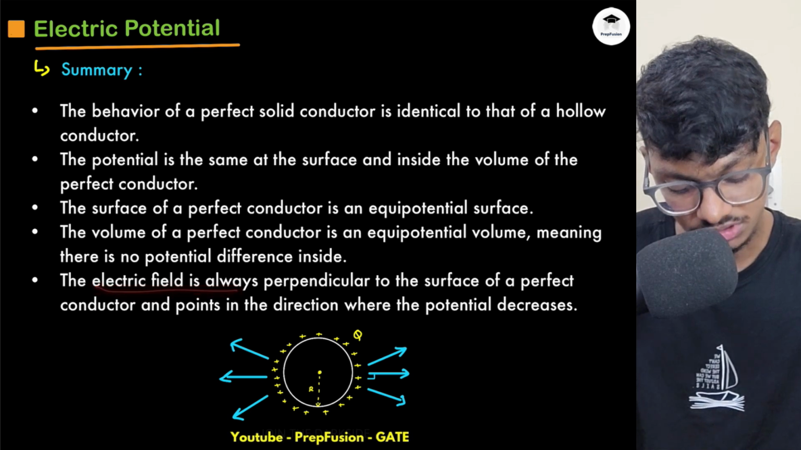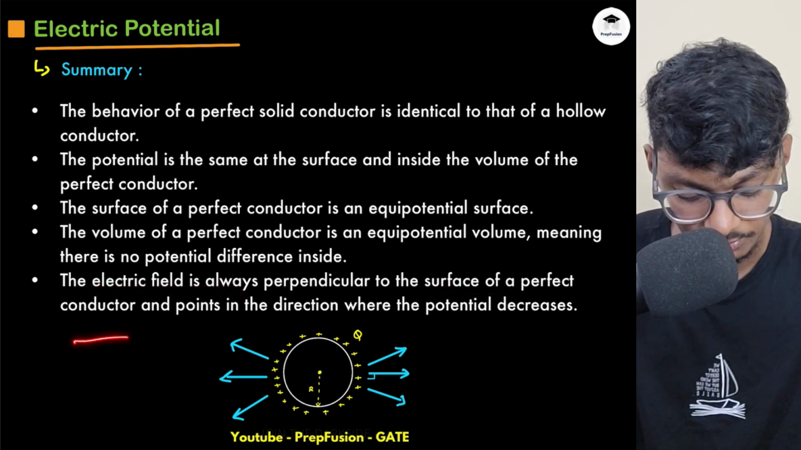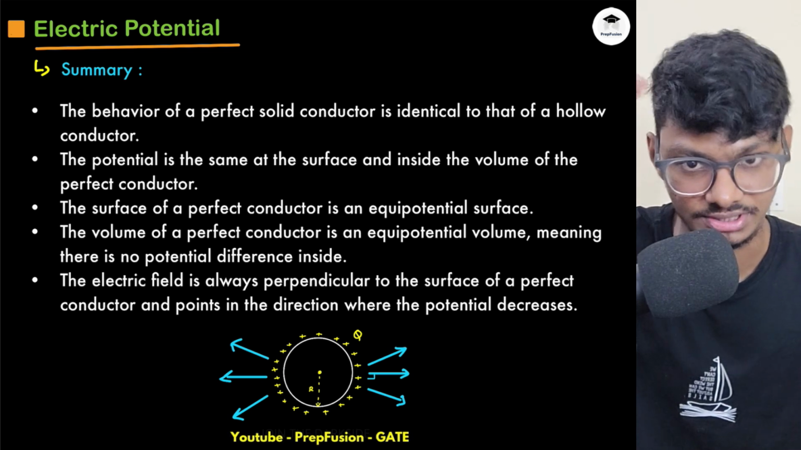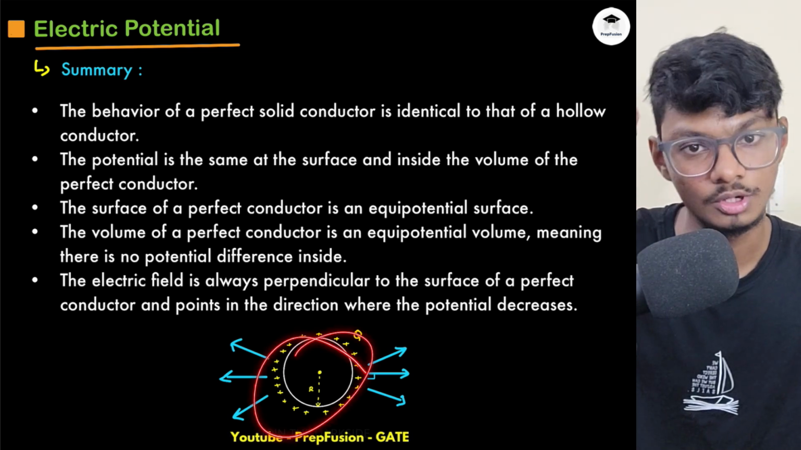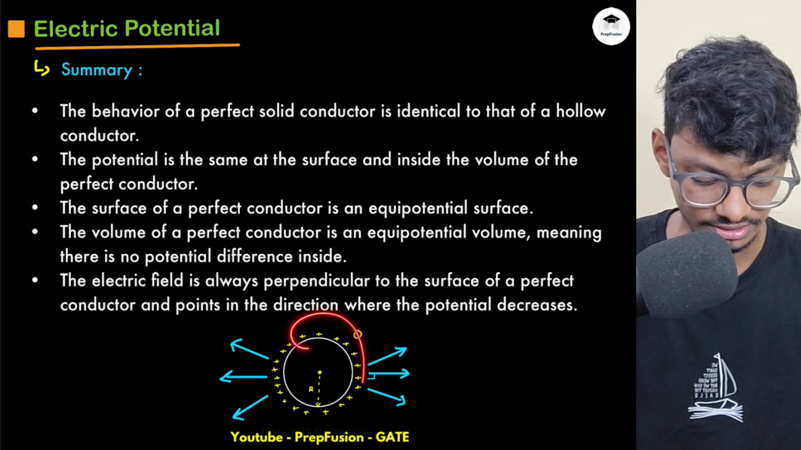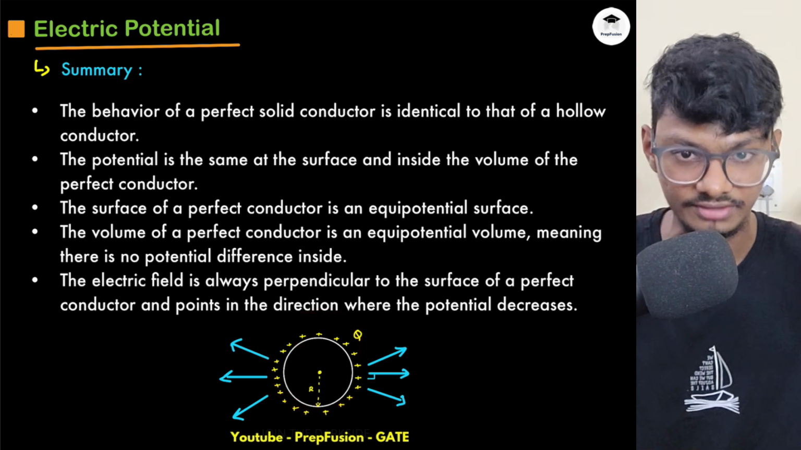The electric field is always perpendicular to the surface of a perfect conductor and points in the direction where the potential decreases. Basically, it's like a point charge. Simply, you assume a solid perfect conductor as a point charge. Everything resides on the surface and the electric field is radially outwards.